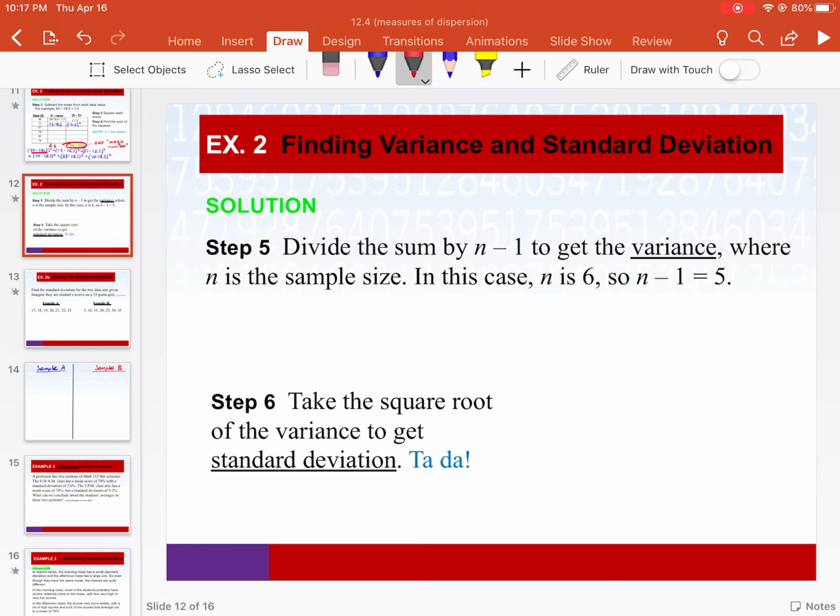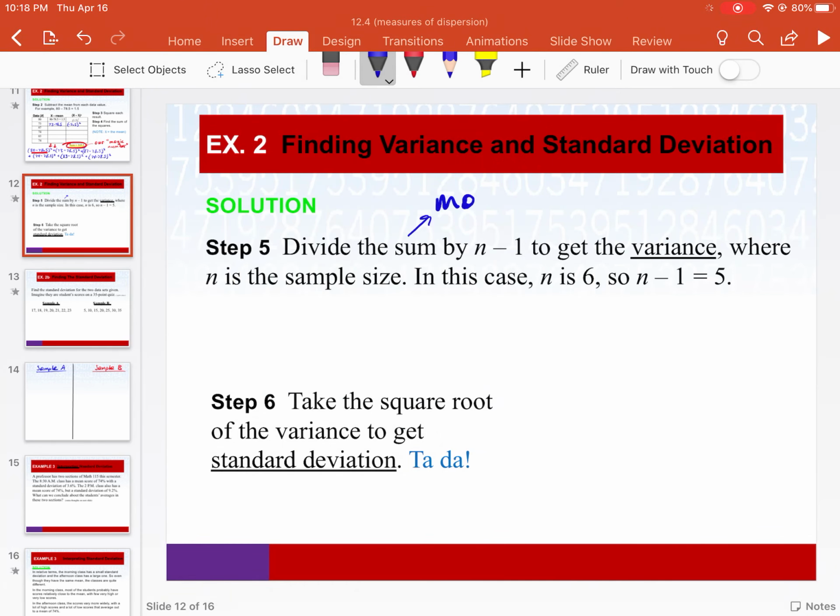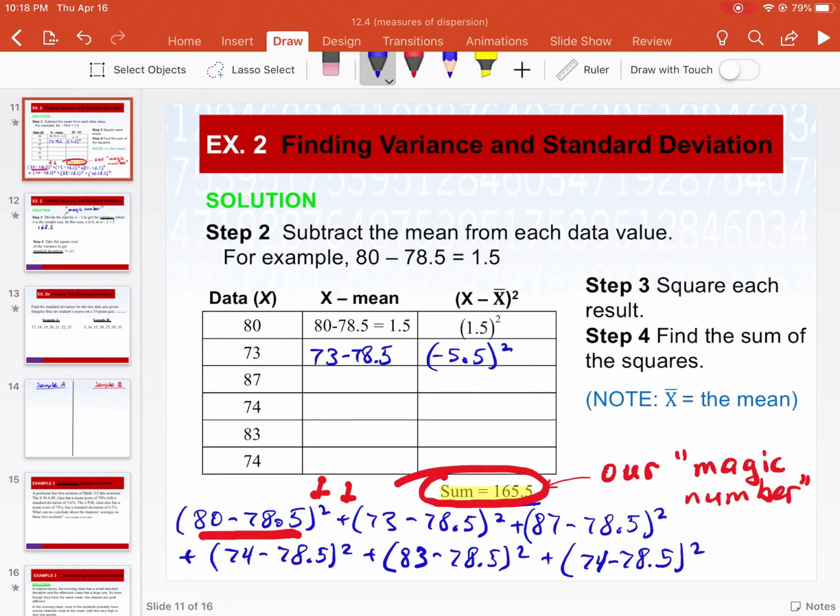So our magic, the sum is the magic number. I know that's silly, but it'll stick in your head. Okay, you'll remember. Got to find the magic number. Okay, so it's 168.5. That was from the previous step, from the previous page, right?